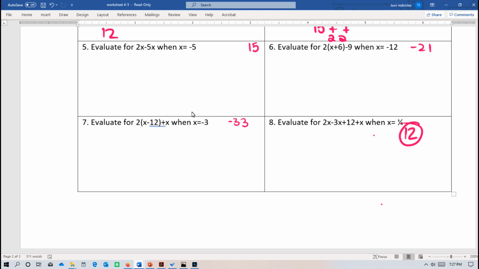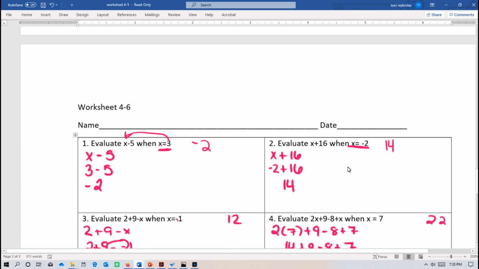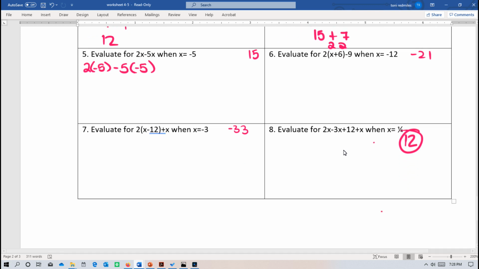All right, for this one, x equals -5. So everywhere that I have an x, I'm going to put a -5. And I need to make sure that I put those in parentheses because in this one, that means multiplication. Okay, what's going on here is multiplication. What's going on here is multiplication. So 2 times -5 is a -10. -5 times a -5 is a +25. Okay. And if I owe $10, but I have $25, after I pay off my debt, I only have $15.